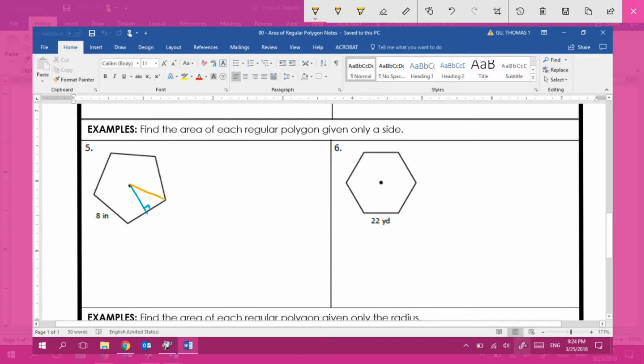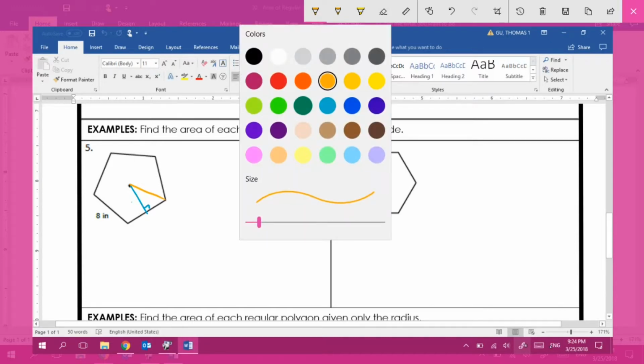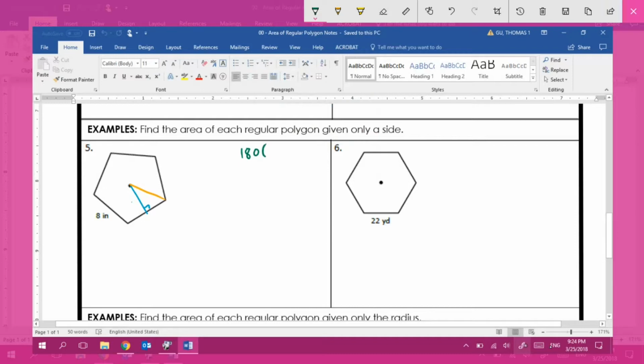Now I need to find the measure of the interior angle. So let's see, we're going to use the formula 180 times (n minus 2) divided by n. That's going to be 180 times how many sides? There's 5, so 5 minus 2 is 3, divided by 5. That's going to be 108 degrees. So the whole thing right here is 108 degrees. What is this angle right here then? That's going to be 54 degrees because it's half.